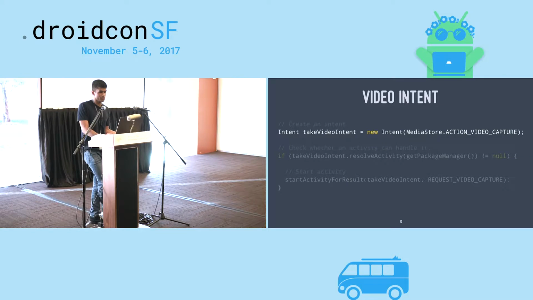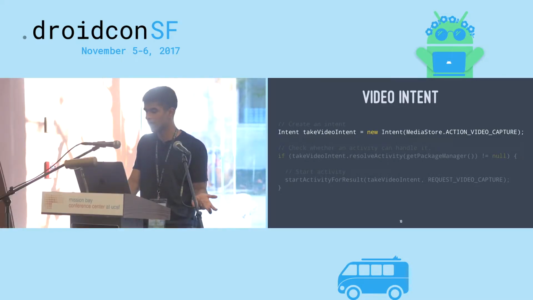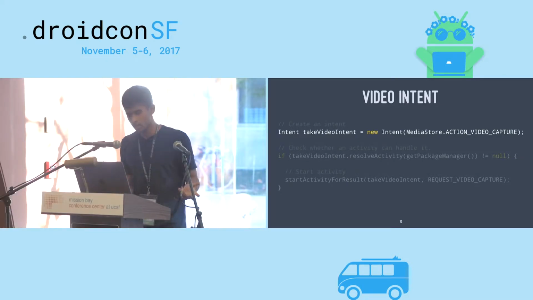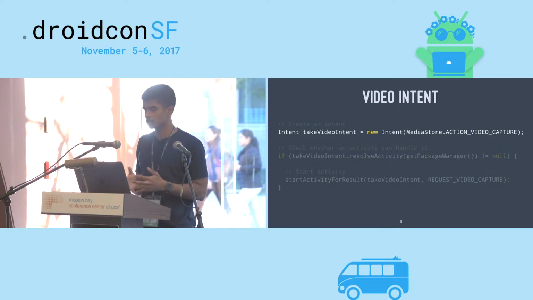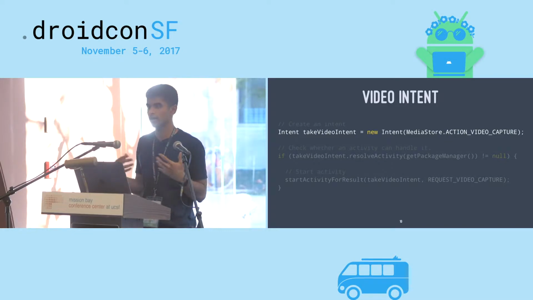Same thing, if you want to do video, you literally have to change one line to capture a video, and it follows the same exact procedure. Basically, intent is pretty simple. It's just 2 steps. You fire an intent and you wait for the activity result.